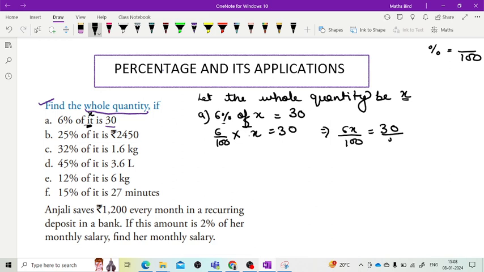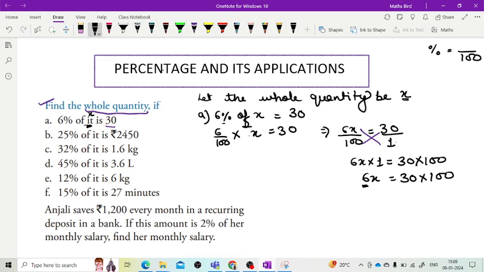You just simply write it 30 by 1. 30 by 1 means nothing, right? If 30 is given, we can write it as 30 by 1, and we have discussed it in rational numbers, right? Now what you will do, cross multiply. After cross multiplying, 6x multiplied by 1 will be equal to 30 multiplied by 100. 6 1 is 6, that is 6x is equal to 30 multiplied by 100.